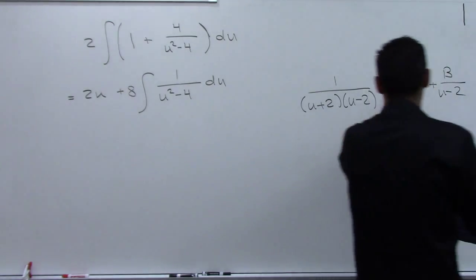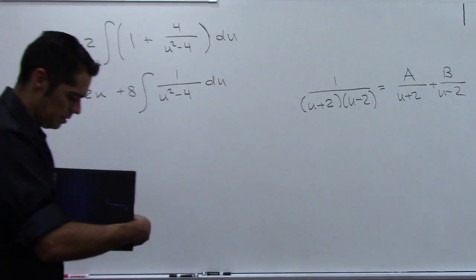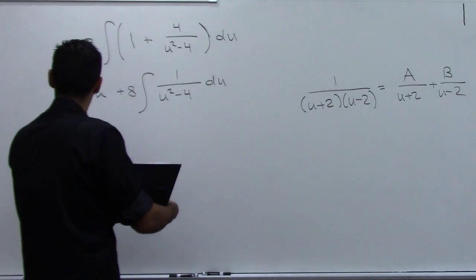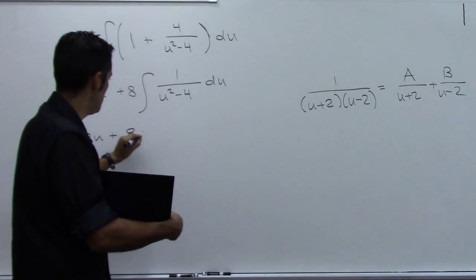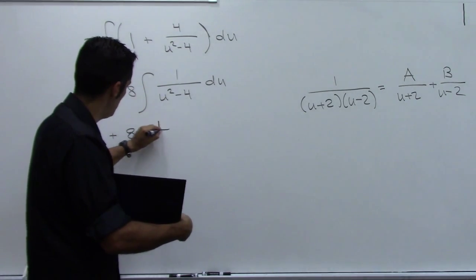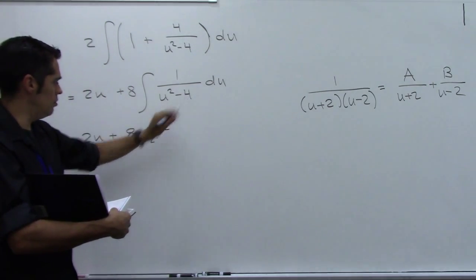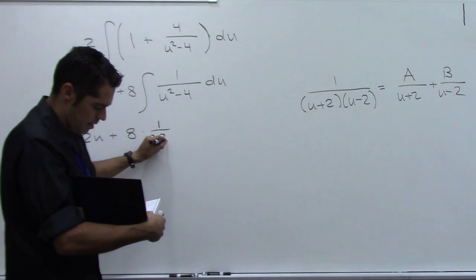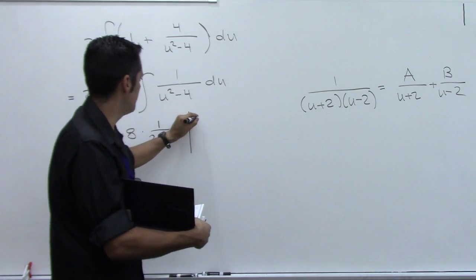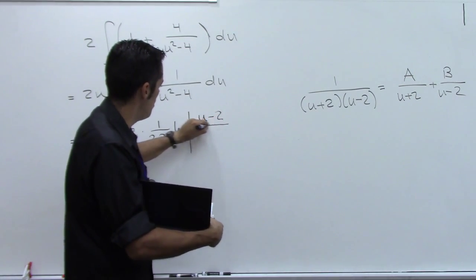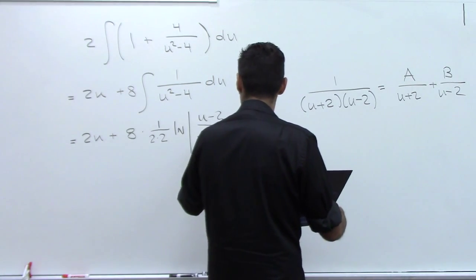And then go through and play that game, because you have 2 distinct linear factors here. But because this is a formula, I'm going to use that. So this should be equal to 2u plus 8. Formula 20 says times 1 over 2a, and in this case, a is 2. It's the square root of 4. And then we have natural log of u minus a, so for us, it'll be u minus 2 over u plus 2, or u plus a, so u plus 2.